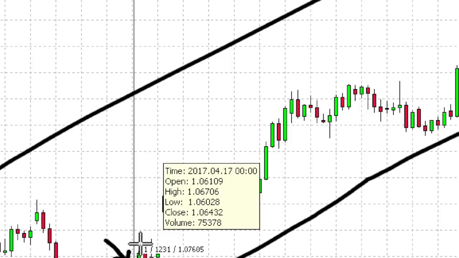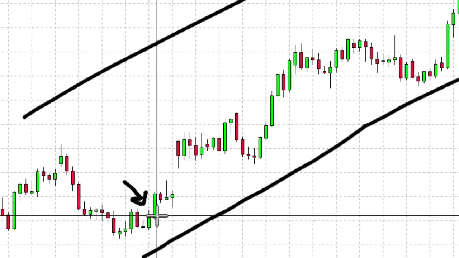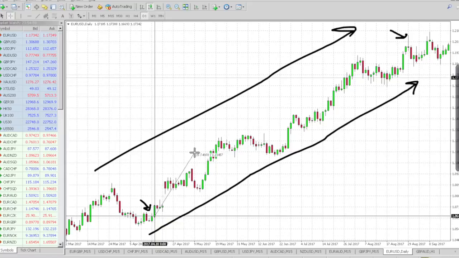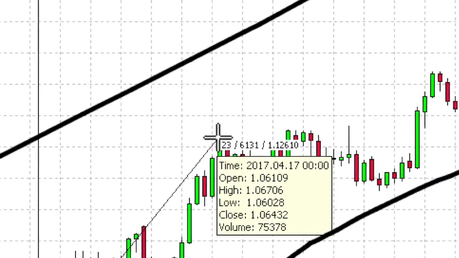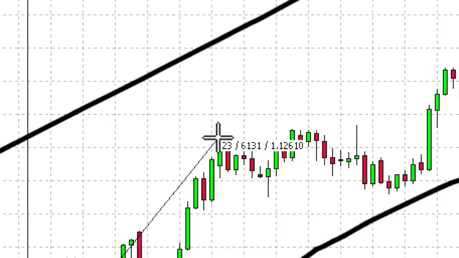So in other words, if you were to buy from here, okay, and you were to sell it here, how many pips is that? That is 6131. Can you see that? Now, 6131 is 4 decimal places. Okay? But in this case, the 1 is a fractional pip. So you ignore the 1. You take 613. So this means it's 613 pips.